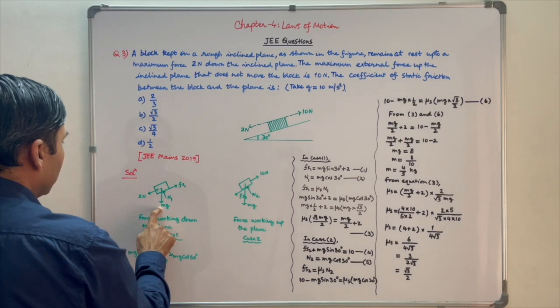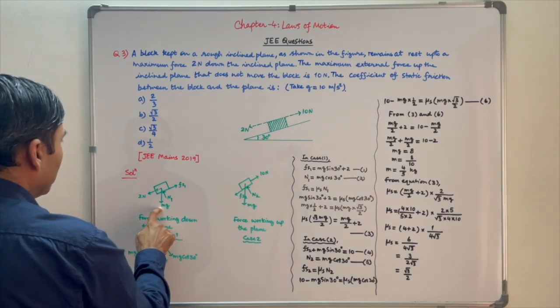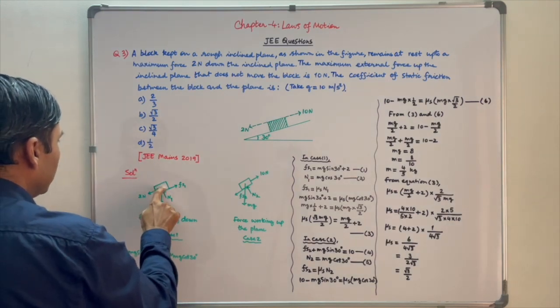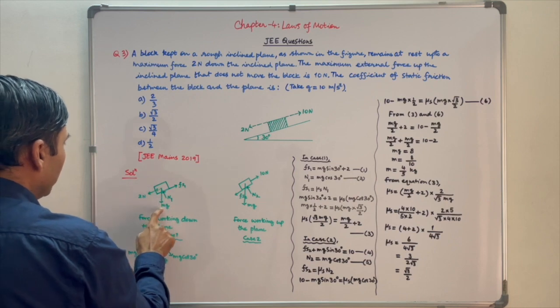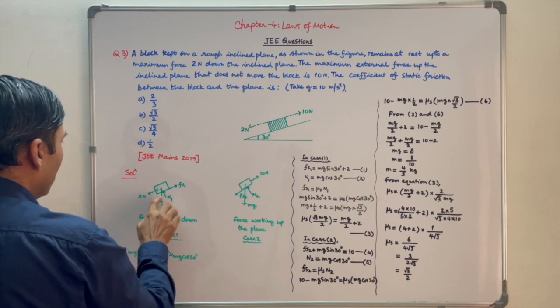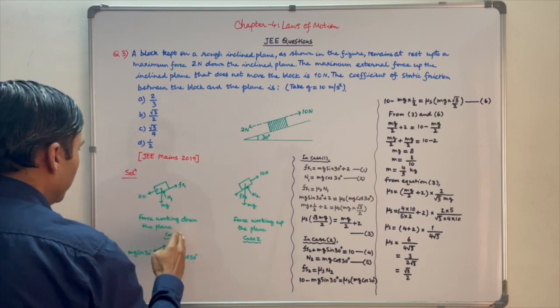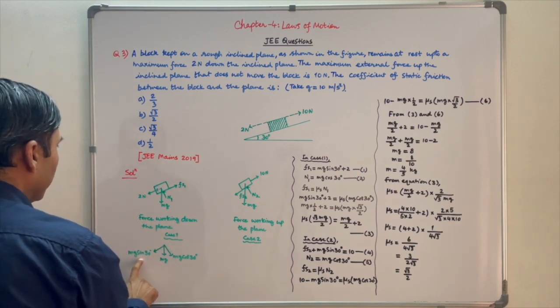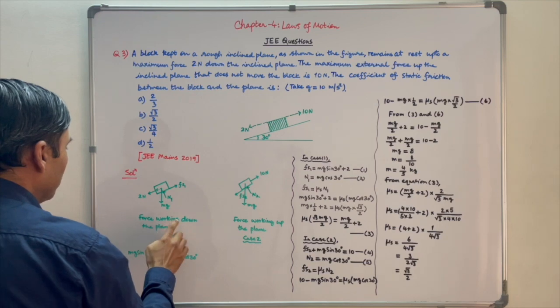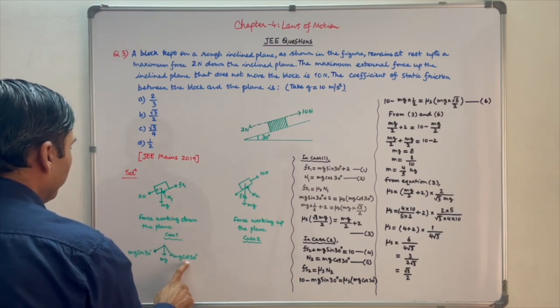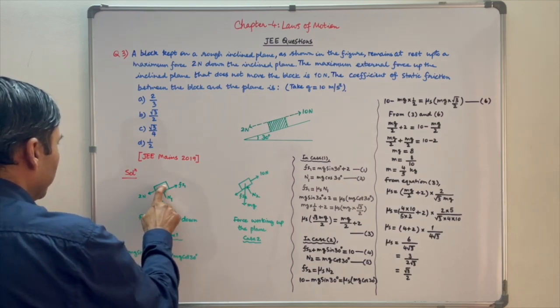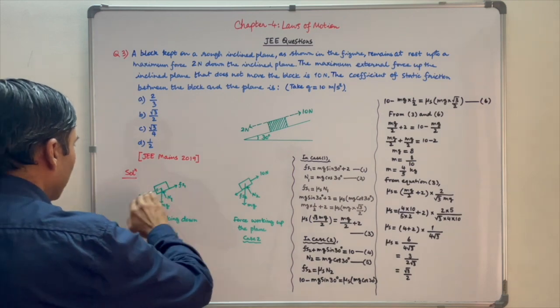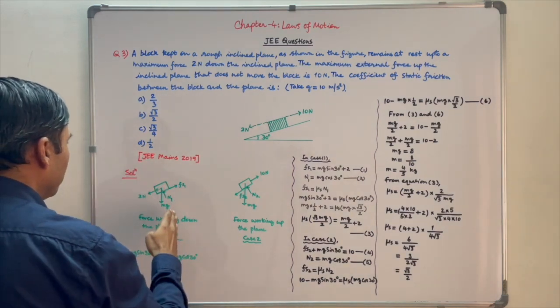Weight of this block is mg that works perpendicularly downwards at its geometrical center. We will resolve this weight into two components, one along the plane, another perpendicular to the plane. Along the plane component will be mg sin 30 and perpendicular to the plane component will be mg cos 30. At translational equilibrium, we will equate forces along the plane and perpendicular to the plane.